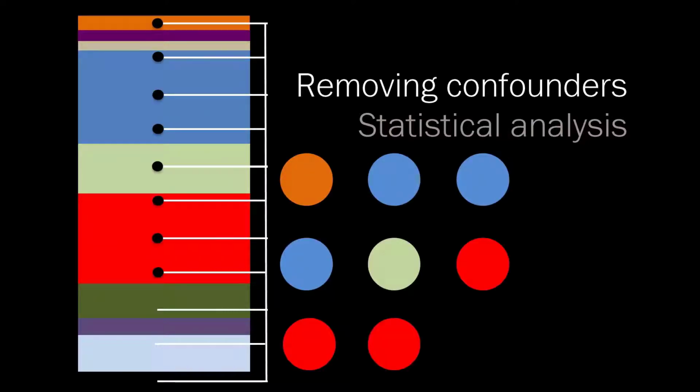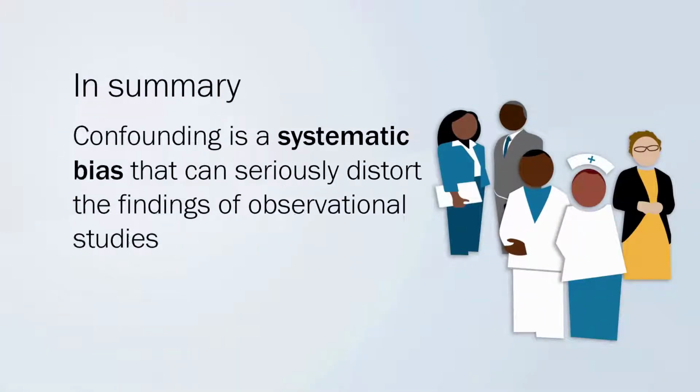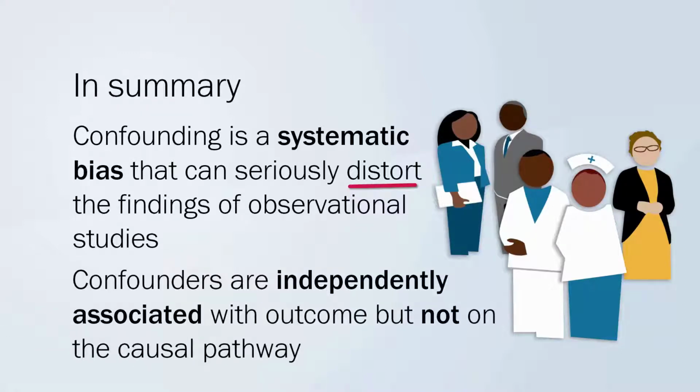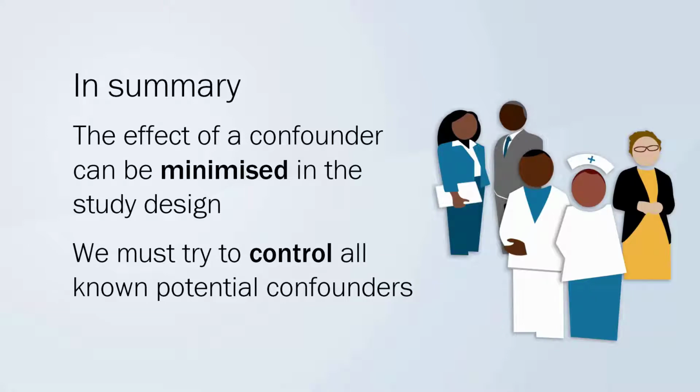In summary, confounding is a systematic bias that can seriously distort the findings of observational studies. Confounders are independently associated with the outcome being studied, but not on the causal pathway. The effect of a confounder can be minimized in the study design or in the statistical analysis. We must try to control all known potential confounders in studies, although we may not be able to address all of them completely.